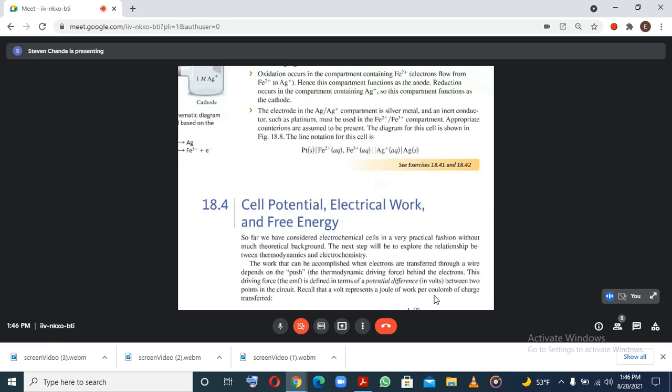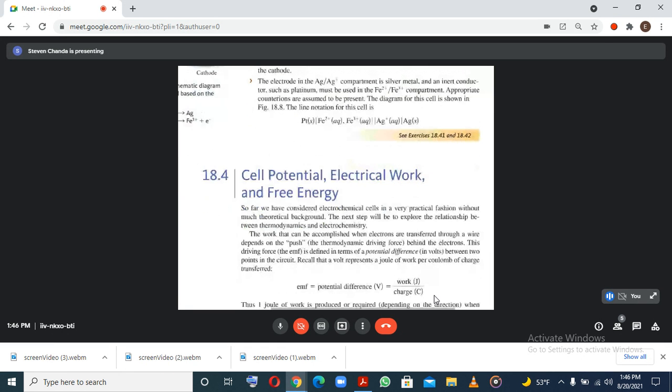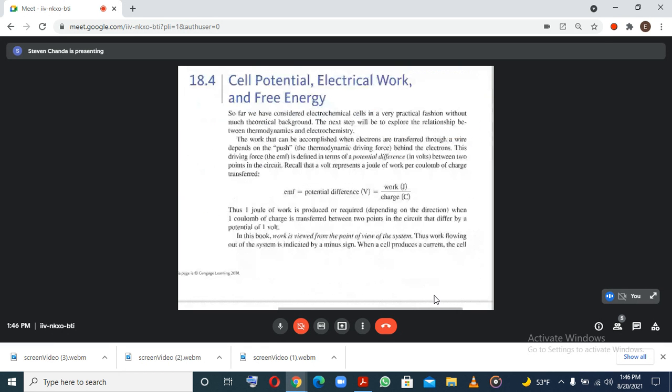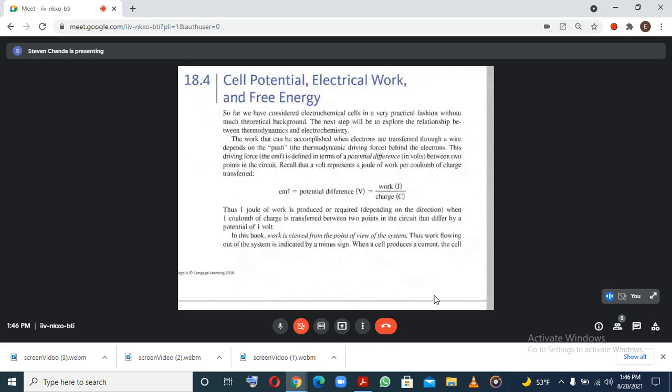And I'm sure you've seen the reason why I didn't write it out, because those are the kinds of things we've been doing from yesterday. So now let's look at cell potential, electrical work, and free energy. Remember, the reason why someone made a battery is so that it can do work, right? So that it can power our phones, it can power vehicles. So you always want to get energy from these electrochemical reactions.